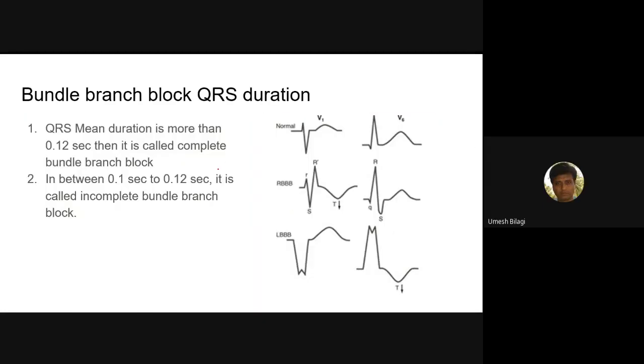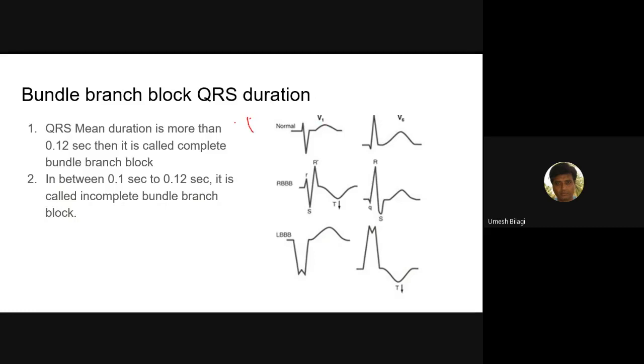And bundle branch blocks. How many bundles are there? There are two bundles, the right bundle and the left bundle. If they are blocked, if the conduction is not happening through that, then the electrical activity of that ventricle will happen through the rest of the myocardium, rather than passing through the Purkinje fibers and all that. From one myocardial cell to another, there's an electrical impulse transmission.